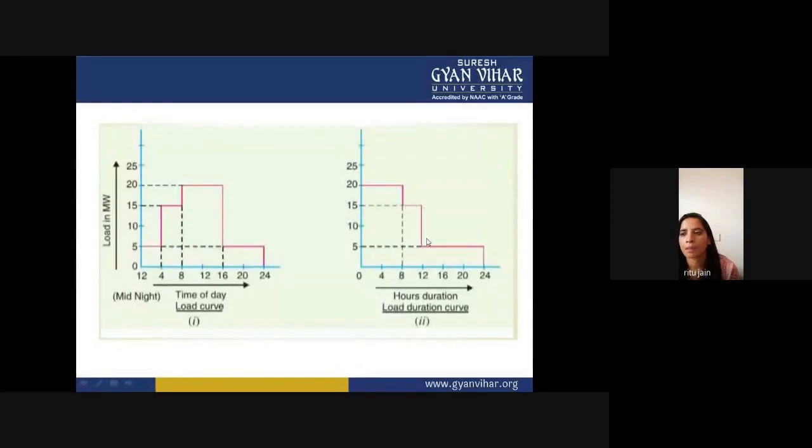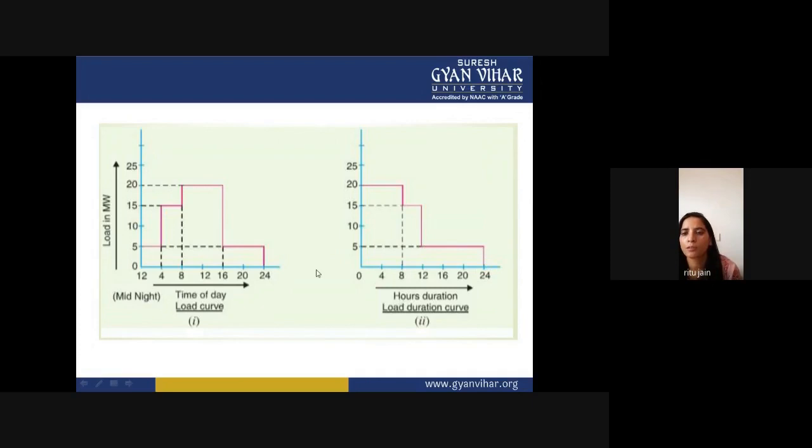Then 8 to 12, for 4 hours, after 20 it is 15. So for 4 hours, the load is 15 megawatt. Then the load is 5 megawatt for 12 to 24. So from 12 a.m. to approximately 2 o'clock, this load is 5 megawatt.